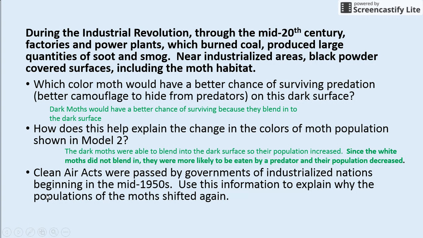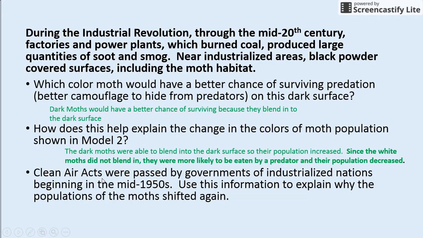All right, and our final thing that happened. Clean Air Acts were then passed by governments of industrialized nations beginning in the mid-1950s. Using this information, explain why the moth population shifted again. So Clean Air Acts, that means our pollution is going to go down.